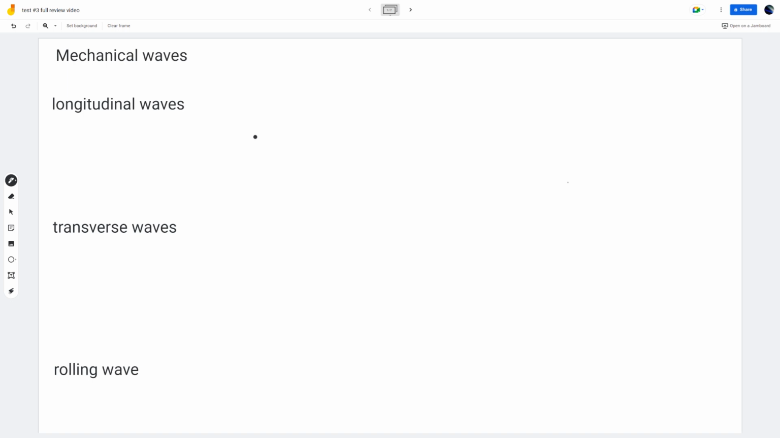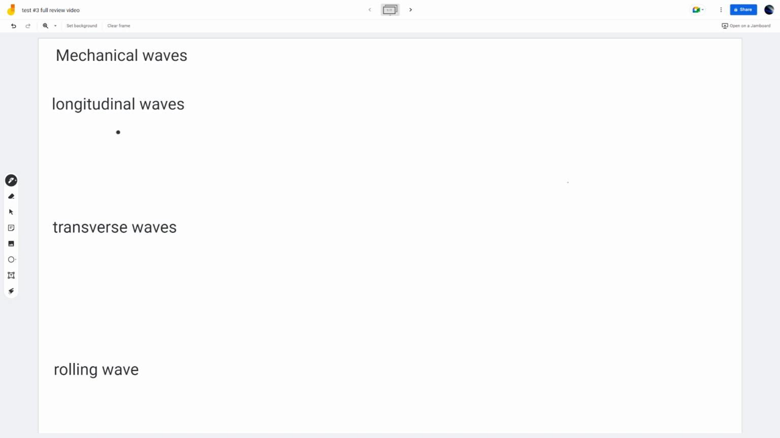So basically, we start off by learning about mechanical waves, which is basically just things moving in a wave-like pattern, kind of. There wasn't really any super big definition, but I think that's just like sound and ropes and stuff. In terms of this, there were three main things: longitudinal, transverse, and rolling waves.